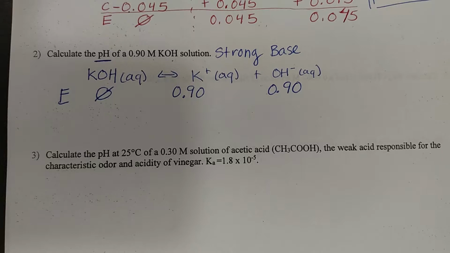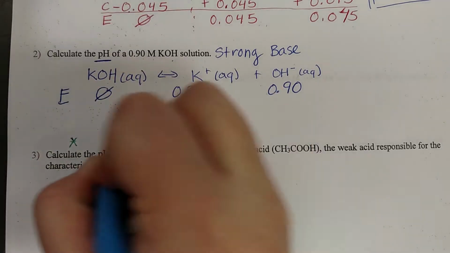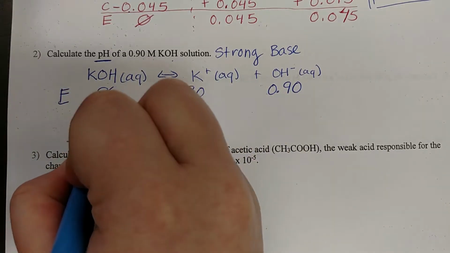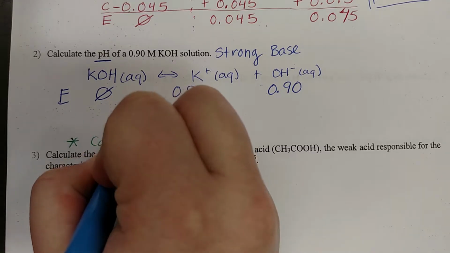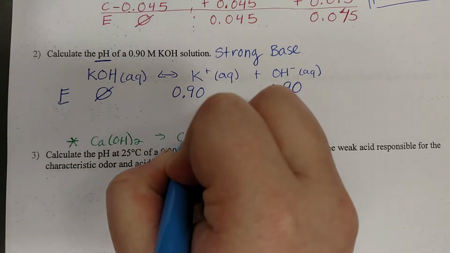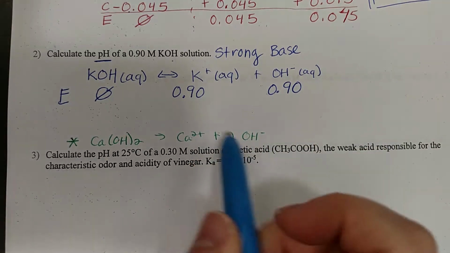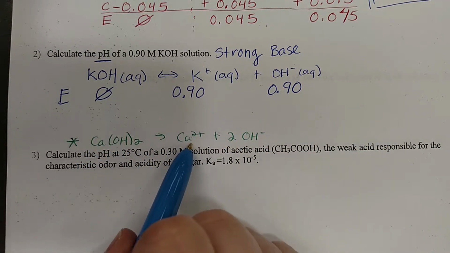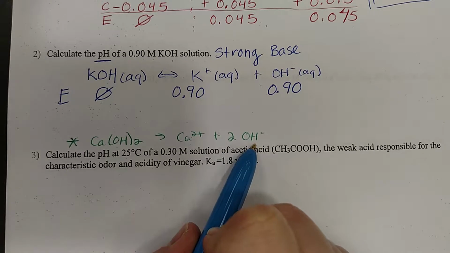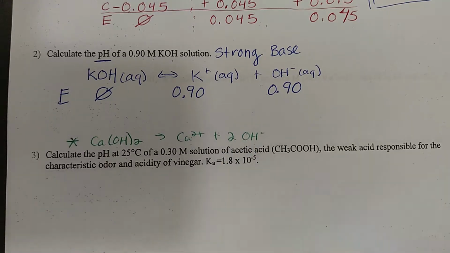If you were to have something that is, kind of a side note here, not a 1-to-1 ratio, so for instance, something like calcium hydroxide, where you get calcium and 2 hydroxide ions, it would be a 1-to-1 ratio here for calcium, and then we have to double the number for the hydroxide. So it's just kind of a side note.